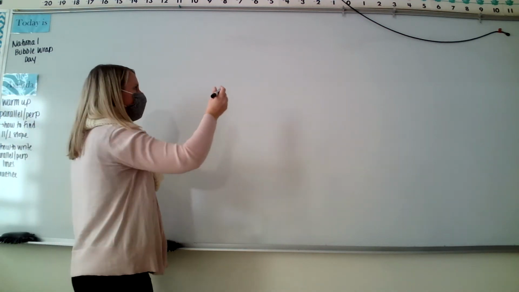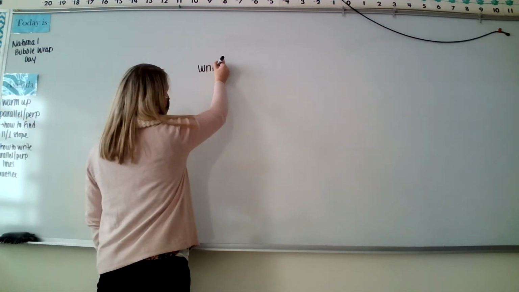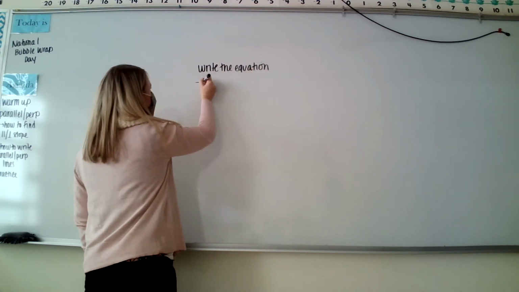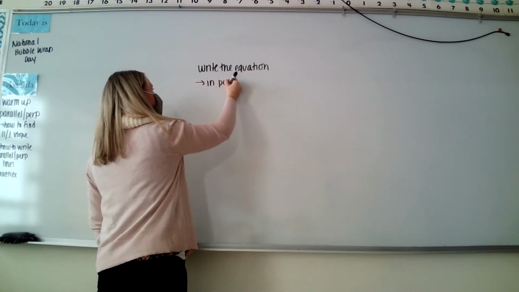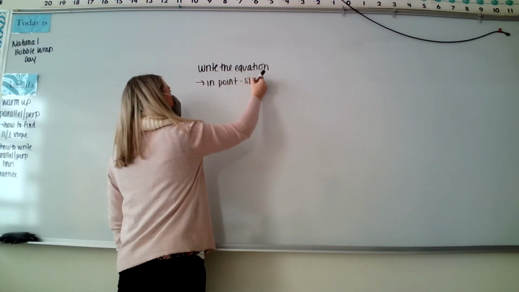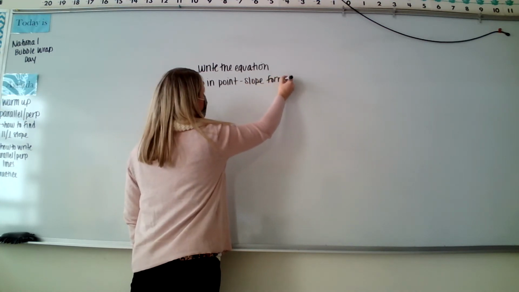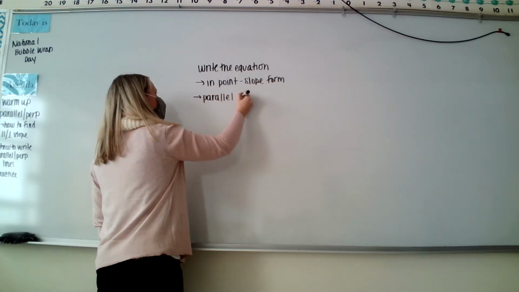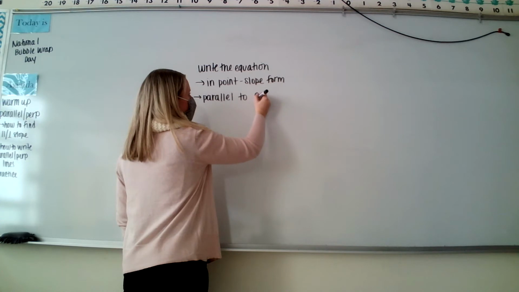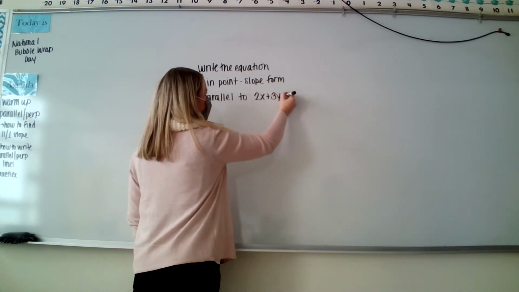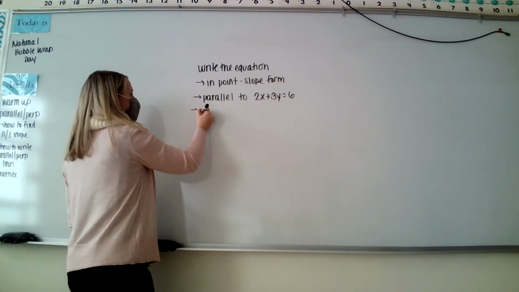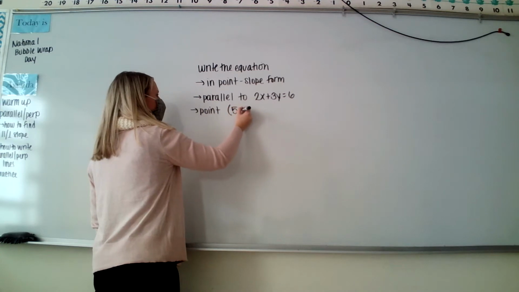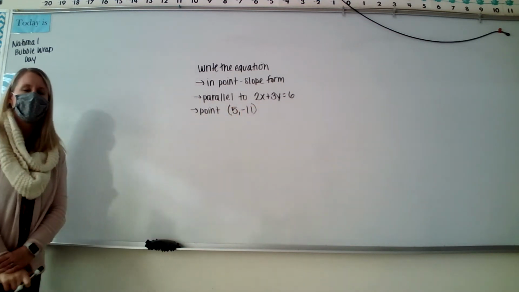So let's say this was the problem. Write the equation of a line. And I'm going to give you some info. I'm going to say I want it in point slope form. I'm going to say it's parallel to 2x plus 3y equals 6. And I'm going to say it's to the point (5, -11). So I'll give you a second to write that.